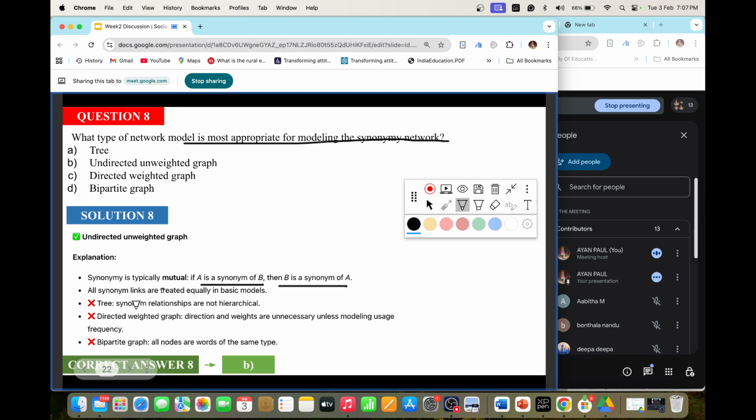Tree: synonym relationships are not hierarchical. Wherever the relationship is hierarchical, there we go for the tree. Directed weighted graph: direction and weights are unnecessary unless modeling usage frequency. And then you have the bipartite graph. All nodes are words of the same type, so that is also not required. So option B is the correct answer. Very simple but very important question. The synonymy network will be an undirected unweighted graph. Okay, so this is an important question.